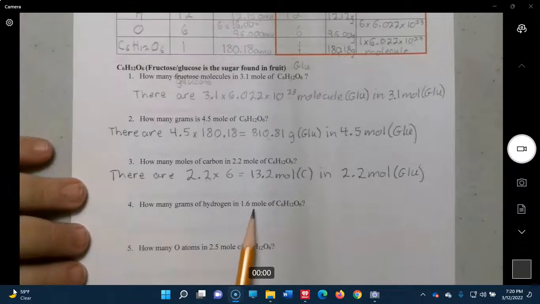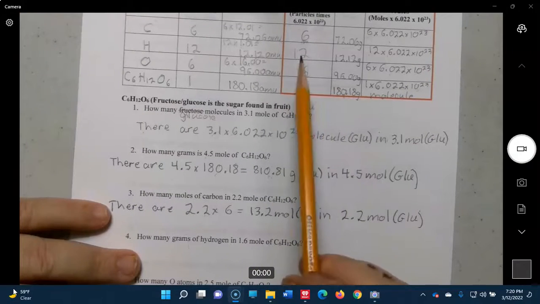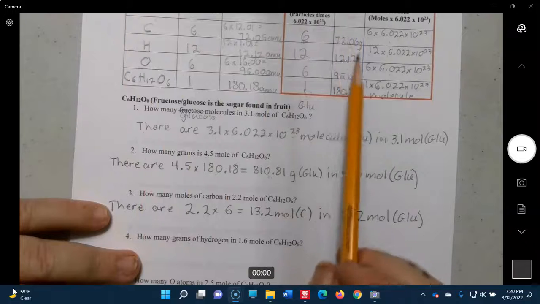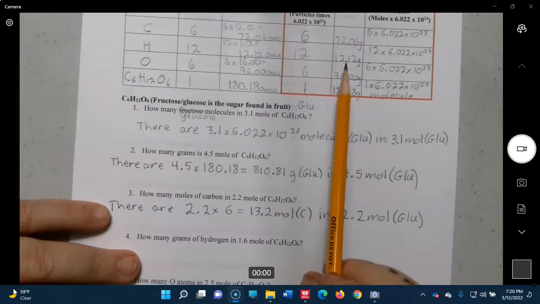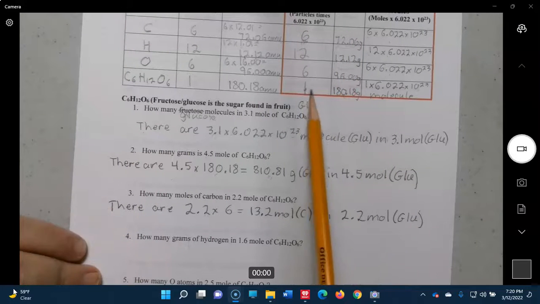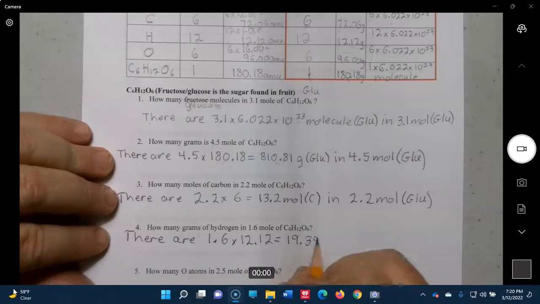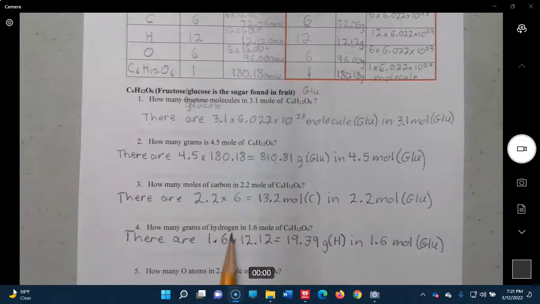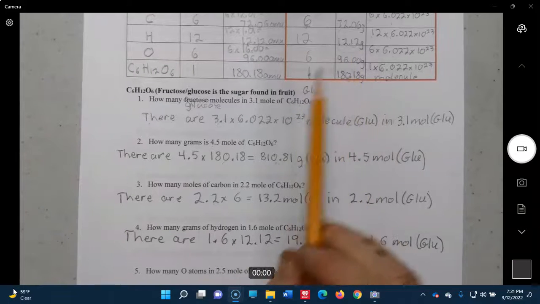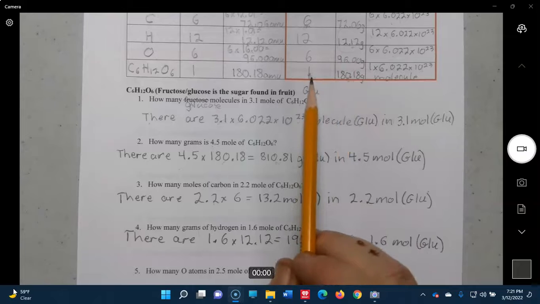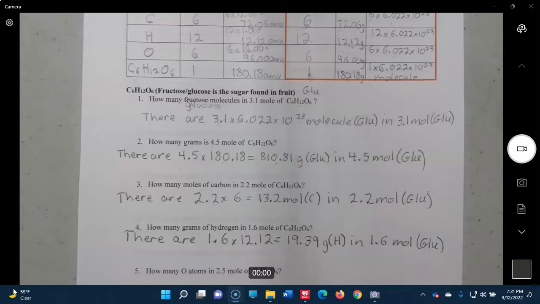How many grams of hydrogen in 1.6 moles of glucose? So in 1 mole of glucose, come to the hydrogen row and the molar mass. That's what we're talking about. So it's 12.12 grams in 1 mole. So in 1.6 moles, it's going to be 1.6 times 12.12, and that's 19.39 grams of hydrogen in 1.6 moles of glucose. All right, a couple more to do.